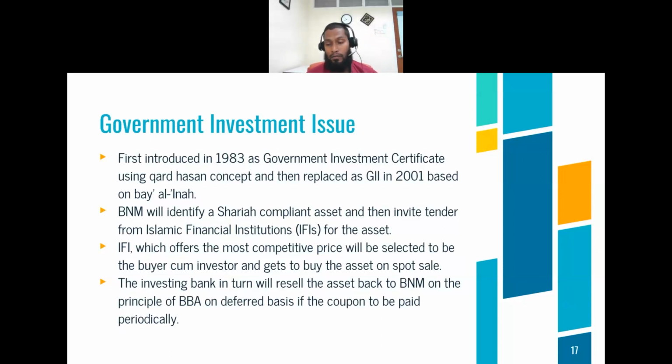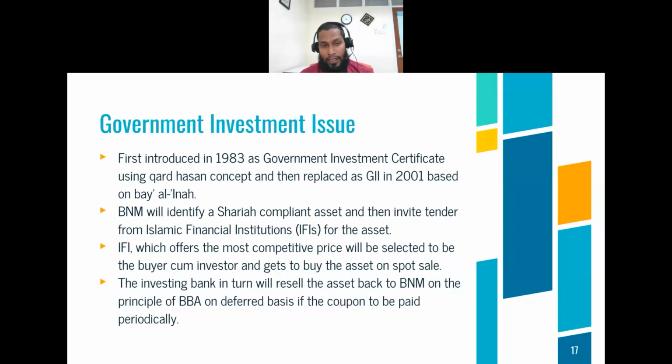There are many Islamic money market instruments, like the government investment issue. There is Islamic treasury bills. There is Islamic bankers acceptance and some others. However, I'm going to give you one example, which is called the government investment issue or GII, based on Sharia. It was introduced in 1983 as the government investment certificate using the Qardul Hasan concept and then replaced as GII. So it is based on Bai'ul Ina, a sell and buyback agreement.